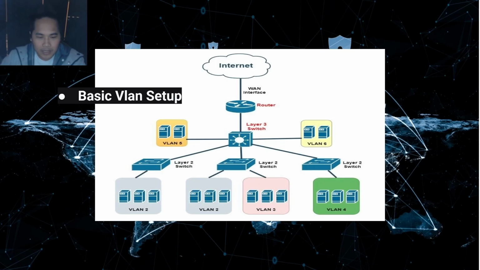Basic VLAN setup. Here's the real VLAN setup. At the top, you have the internet connection coming into the router through the WAN interface. Below that, a layer 3 switch connects to multiple layer 2 switches. Each layer 2 switch has ports assigned to different VLANs. Look at the first switch, VLAN 5 and VLAN 6. Another switch has VLAN 2, another has VLAN 3 and VLAN 4. Devices in VLAN 5 can only talk to the other devices in VLAN 5 unless we route them together.